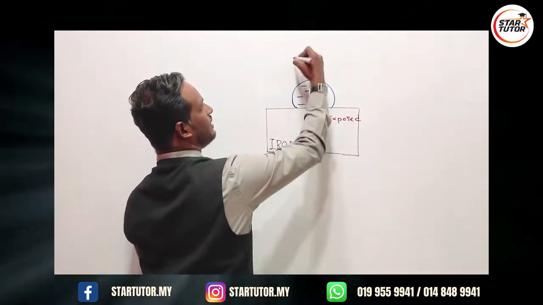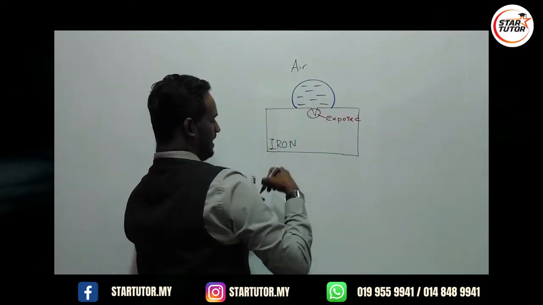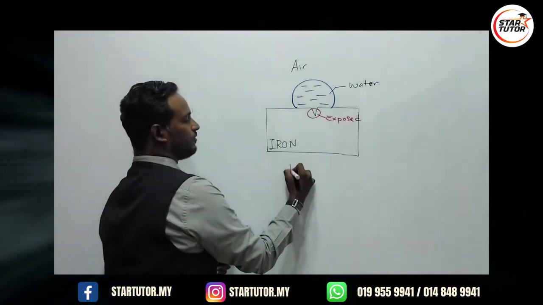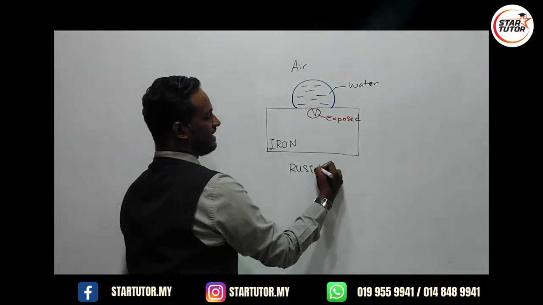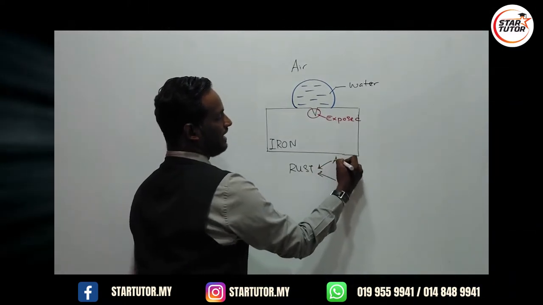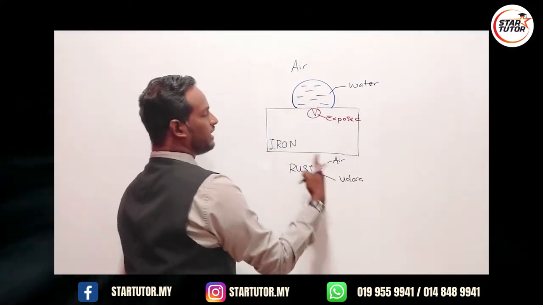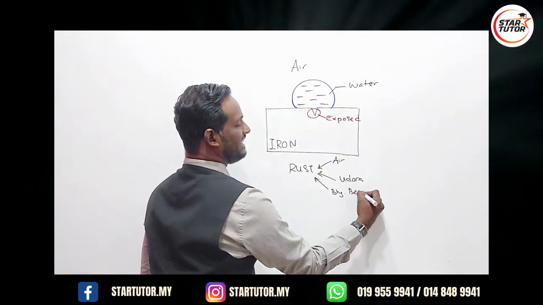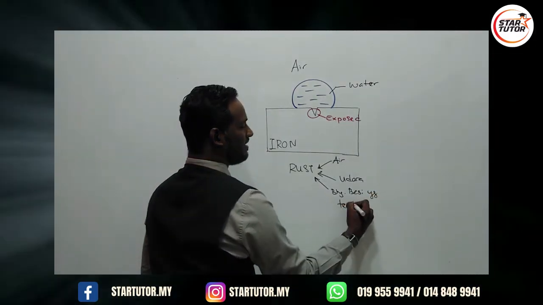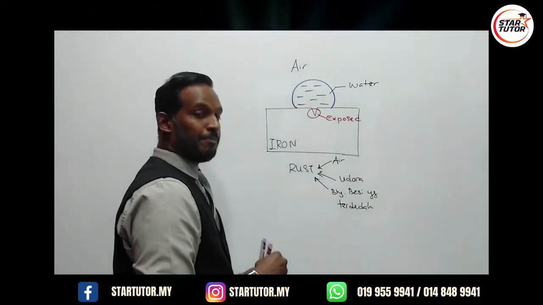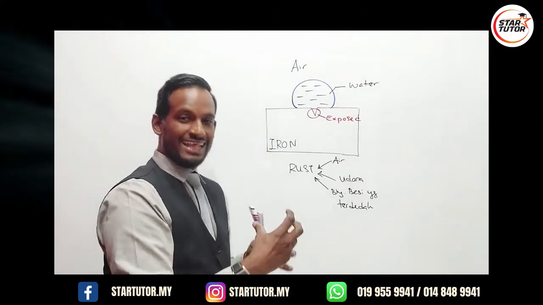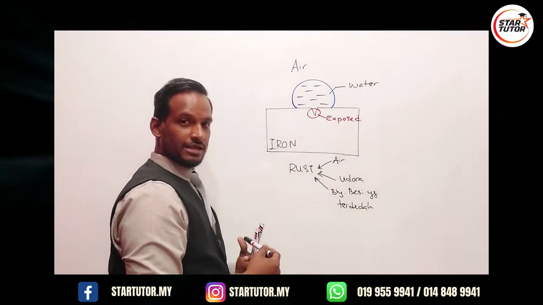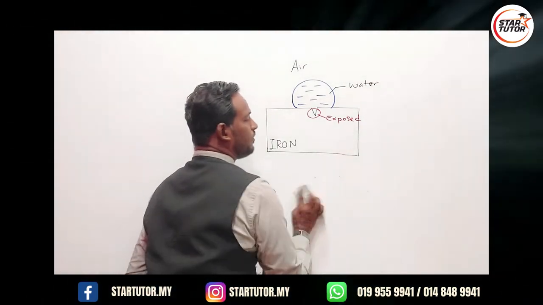So, kita ada udara dekat atas sini, and then ni kita ada your water. So, in order to rust, kena ada apa? Kena ada air, kena ada udara. Ini dua kena ada. And then, kena ada bahagian besi yang terdedah. A part of the iron piece that is exposed to the water and the air. Clear? Now, what happens here first?